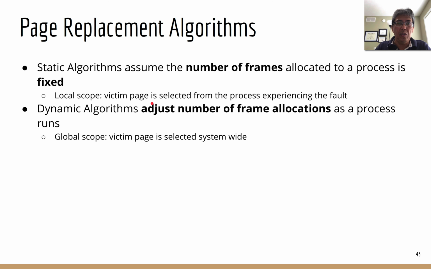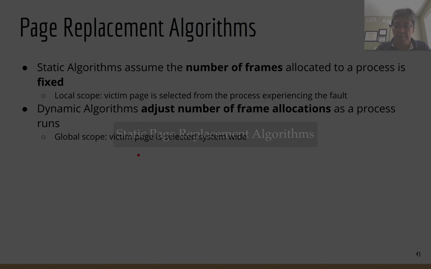We're going to look at two groups of page replacement algorithms. So the first one is what we call static algorithms. And with static algorithms, we assume that the number of frames allocated to a process is always fixed. So that number never changes throughout the lifetime of the process. And the second group is dynamic algorithms, where the number of frames allocated to a process can go up or down.